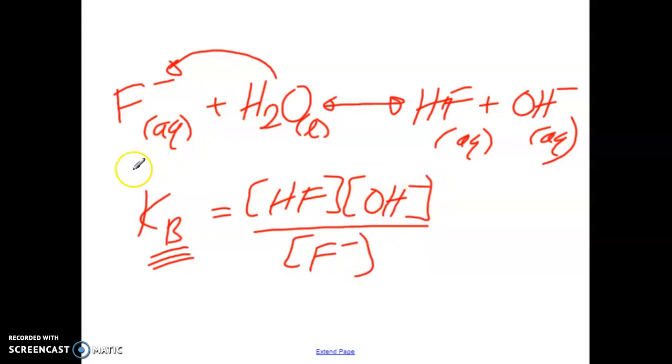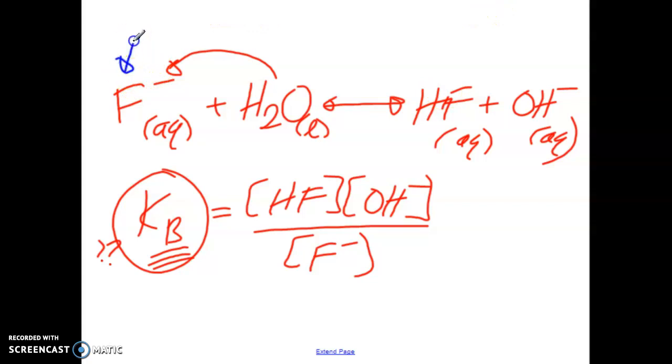Let's say I'm trying to look up in my chart. I go to the back of the textbook and there's no Kb value listed for fluoride. How am I going to do this question if I don't have Kb? Let's say you're trying to solve for x here in a nice table. However, you can look up the Ka of its conjugate.